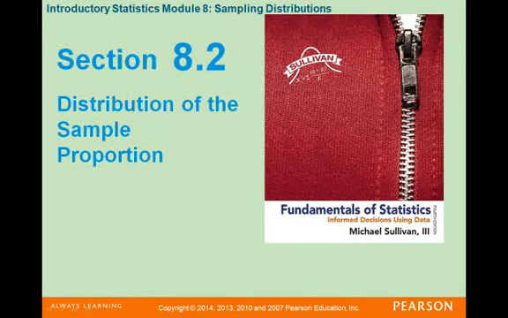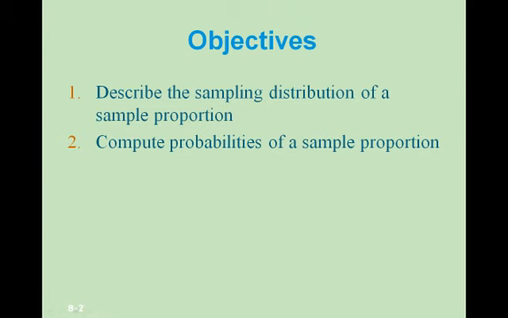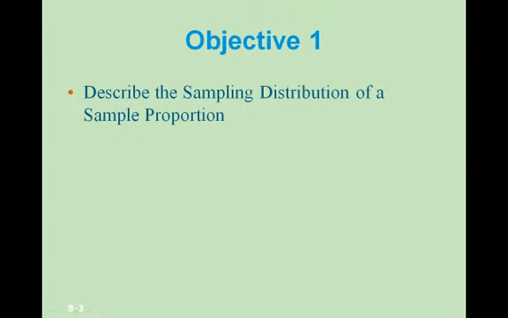Section 8.2, Distribution of the Sample Proportion. We'll look at these two objectives in this section. Objective 1. Describe the sampling distribution of a sample proportion.